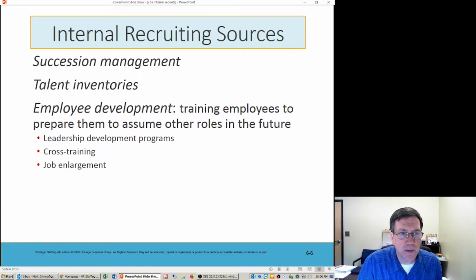Another way that we can look at people internally is through employee development. It's kind of like succession management, except perhaps it is a little bit more from the perspective of what do you want to do with your career and with your life. And it's giving you the training that you need to be able to develop the skills for future roles. We can do that through leadership development programs.